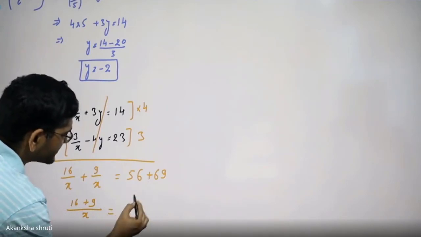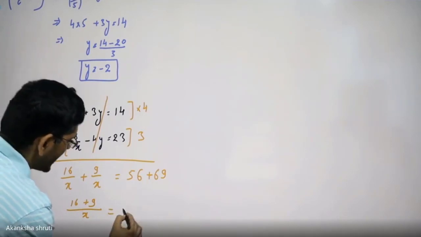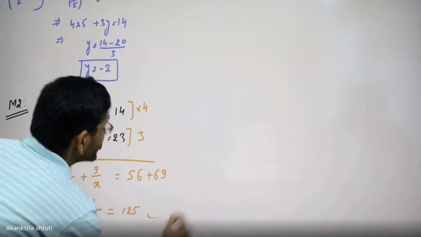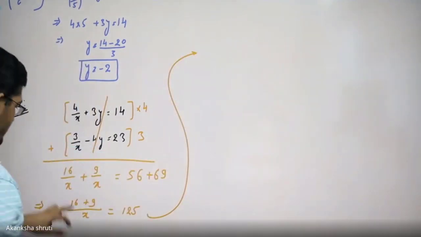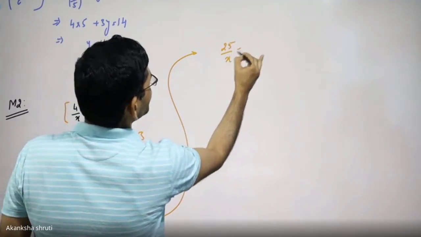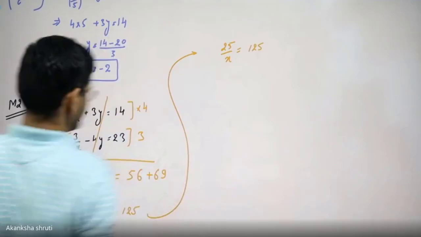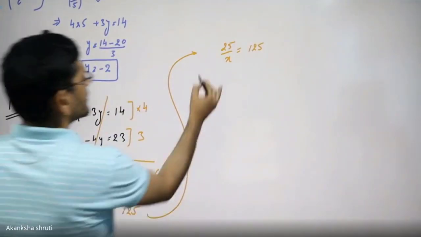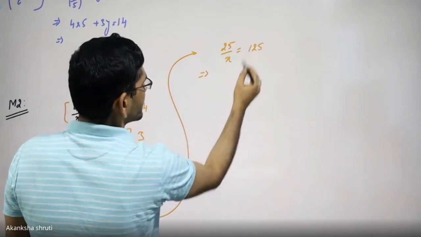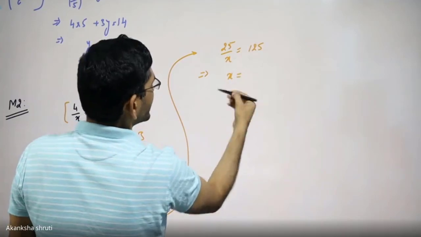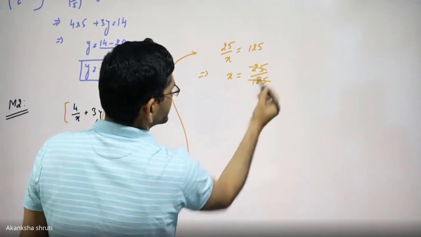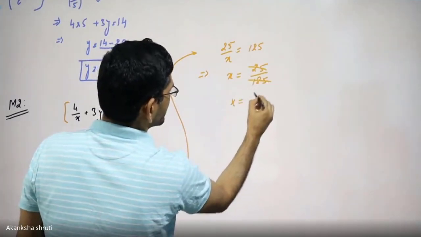It is 56 plus 69. It is about 125. Okay, student, what is this? It is very easy that 16 plus 9 is our 25 by x is equals to 125. See, the same thing. Here the x we need to solve. So for x, send this x on the right hand side, do the cross multiplication. x becomes 25 by 125. This is getting cancelled. So x is equals to 1 by 5.